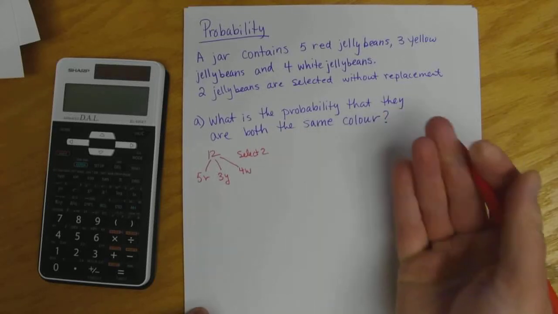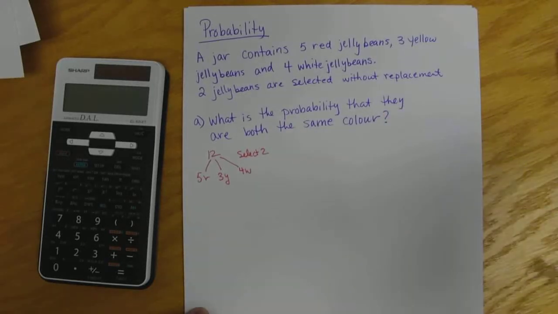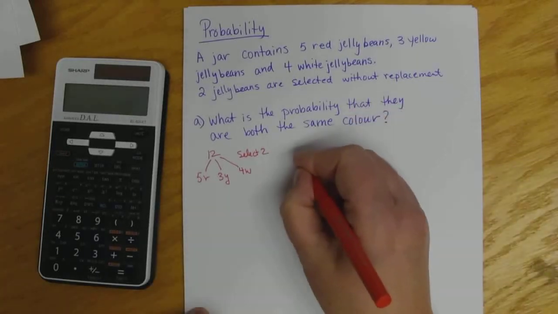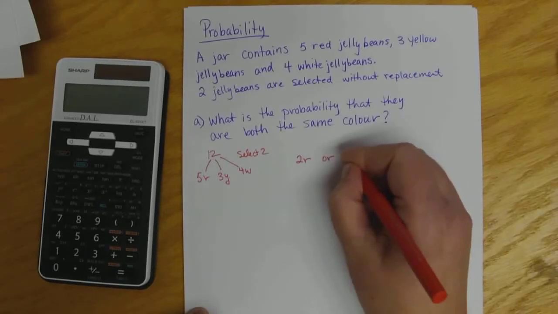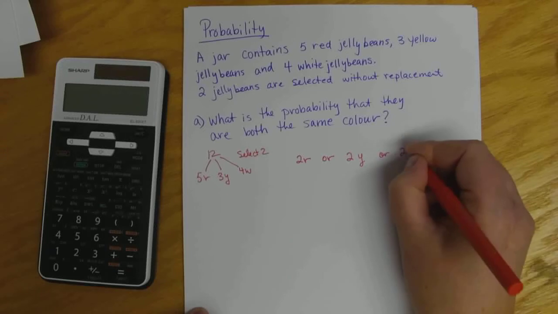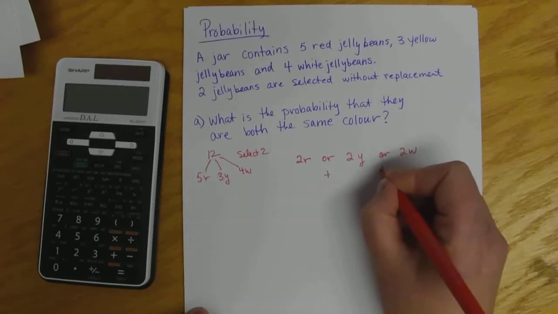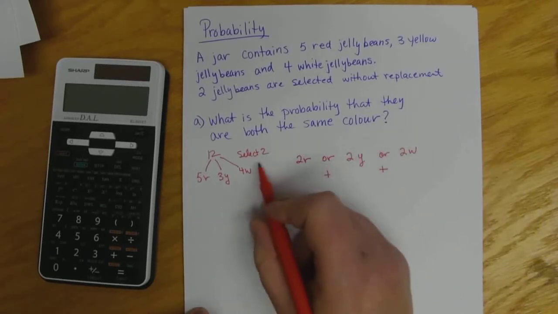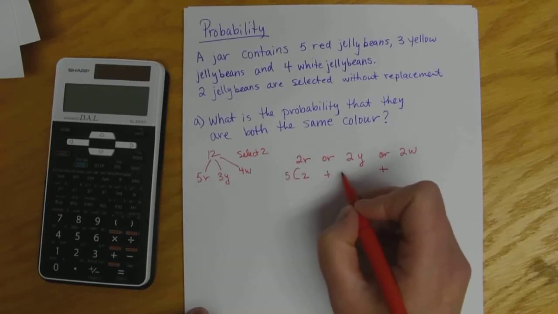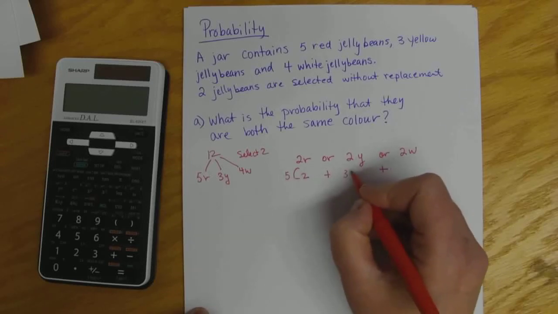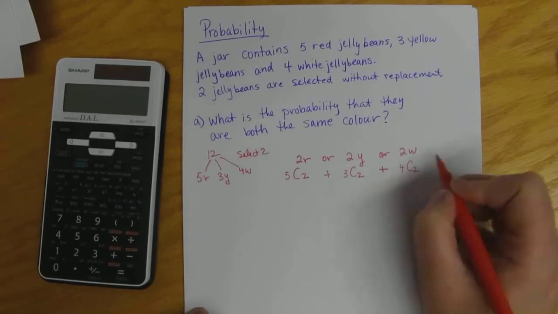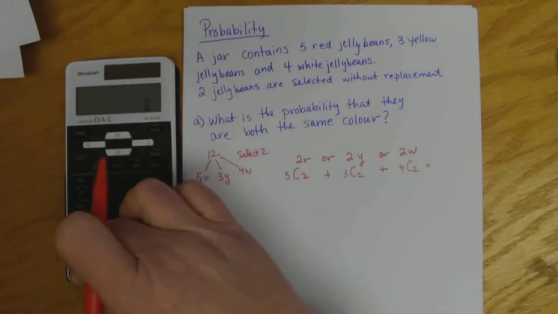Both the same color. So you're looking in your hand, you can move them around, you're just pulling out 2. You don't have to do them in order. So we want 2 red or 2 yellow or 2 white. Or is add, remember? And we're only selecting 2. 2 are red, so out of the 5 red we want 2. Or 3 yellow, we want 2. Or 4 white, we want 2. Okay, so let's see what this works out to be.